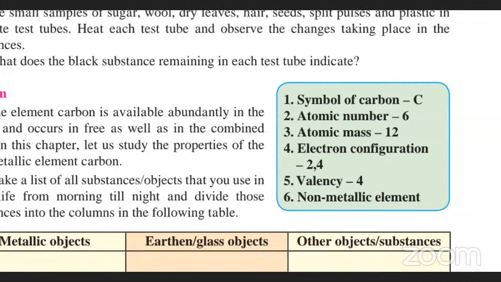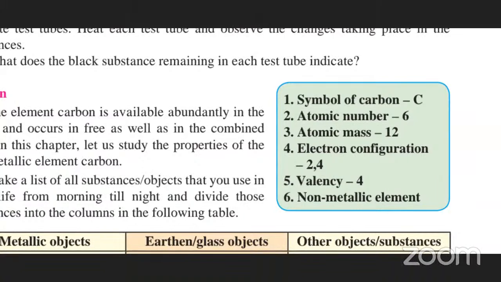Atomic number 6 means there are 6 electrons in the carbon atom. Atomic mass number 12 means there are 6 protons plus 6 neutrons. We have already studied what atomic number and atomic mass number are. Atomic number tells you the number of electrons, or the number of protons, but atomic mass number is the combination of protons plus neutrons. That's why atomic mass number is always approximately twice the atomic number.